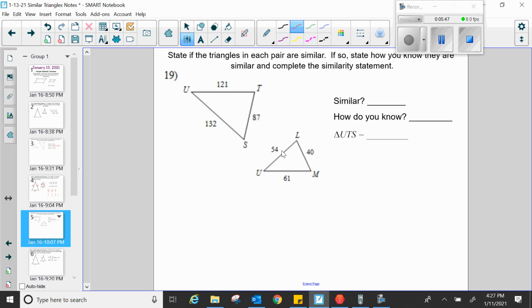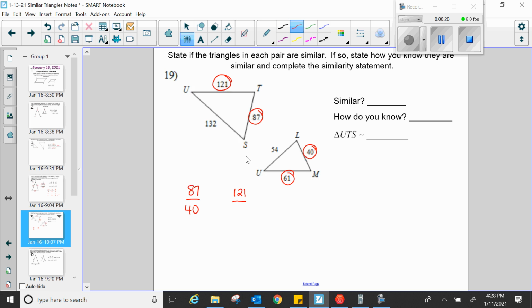So what I would do is I would make 3 sets of fractions and see if they all reduce to the same number. So I'm just going to start with the big triangle and go to the little one. The smallest side on the big triangle is an 87 right here, and that would match with the smallest side on the other triangle if they're similar. Okay, and now the next one, the next biggest would be the 121, and that would match up with the 60.